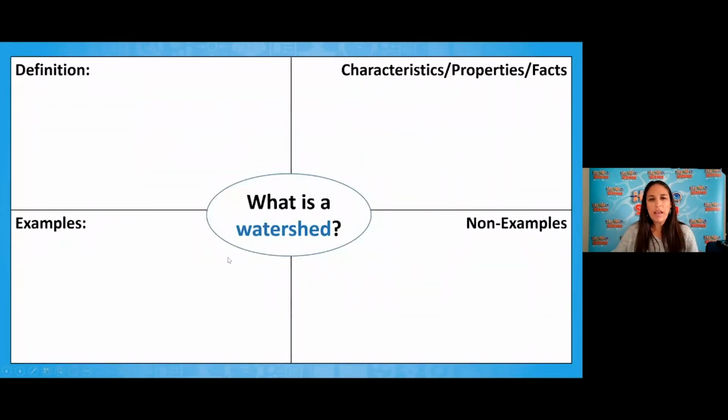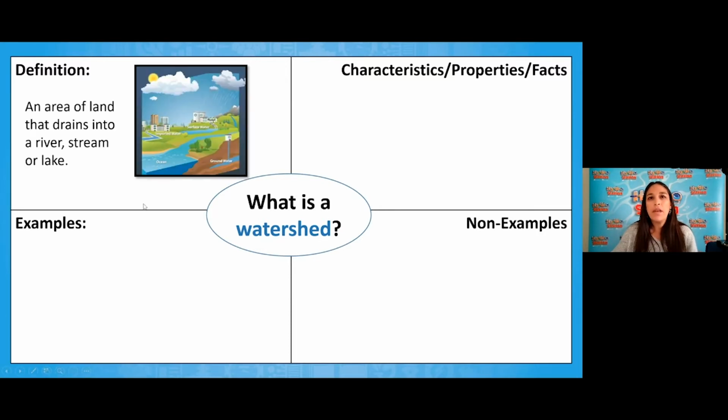So I really loved how cartoons, or those kinds of drawings, can really define what things are for us. So just looking at that video, we just found out that a watershed is an area of land that drains into a river, a stream, or a lake. So it's not just the ocean, it's not just surface water, it's actually that whole area of land where all that water might be draining from.